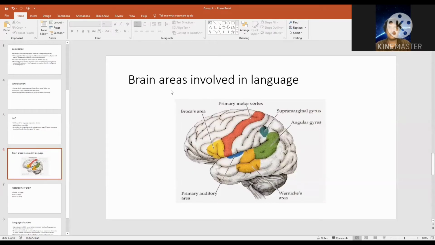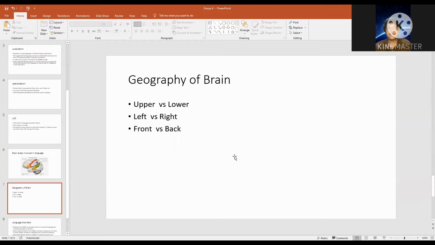And this is part of the brain areas involved in language. Broca's area is the yellow color, the primary motor cortex is the red one, the supramarginal gyrus is the dark green, the angular gyrus is the light green, the orange is the awareness area, and the primary auditory area is the blue one. Geography of the brain: upper versus lower, left versus right, front versus back.